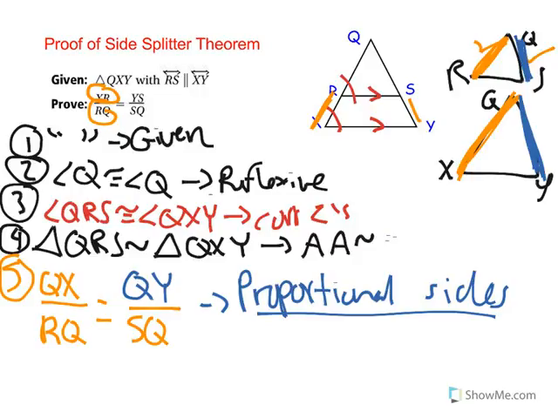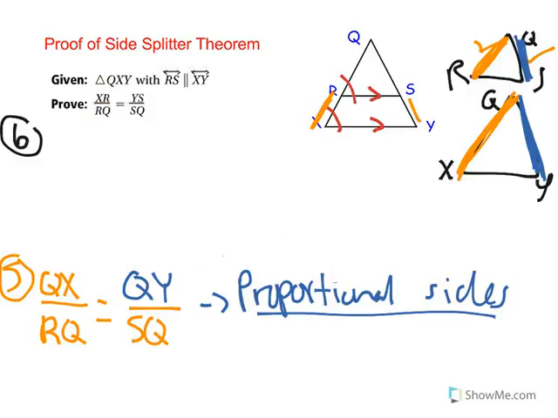And I'm going to erase what's up at the top to make some more room. So right now, we have step 5, so now we're going up to step 6. We have proportional sides. So the bottom is what we want, RQ and SQ. That's in our proving statement. So that we're good with. But QX, we don't want to end with that. So we want to look and see maybe if we can write what QX is made up of.